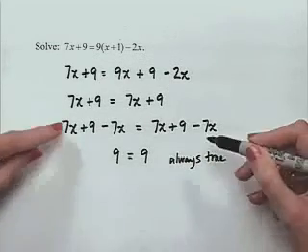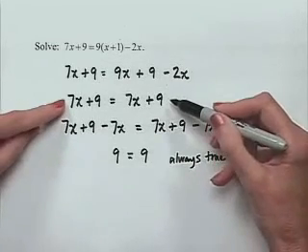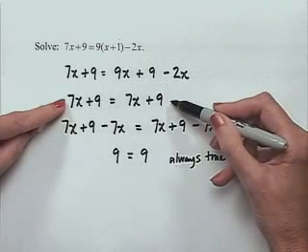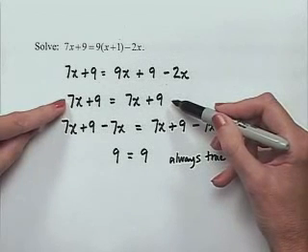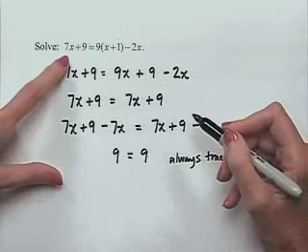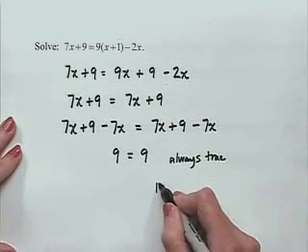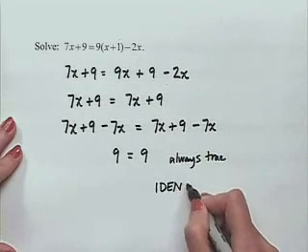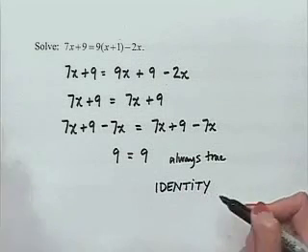And that line of reasoning, if we back up, of course, 7x plus 9 is always equal to 7x plus 9. This is also always true. It turns out that the original equation was an identity. That is, a statement that is always going to be true.